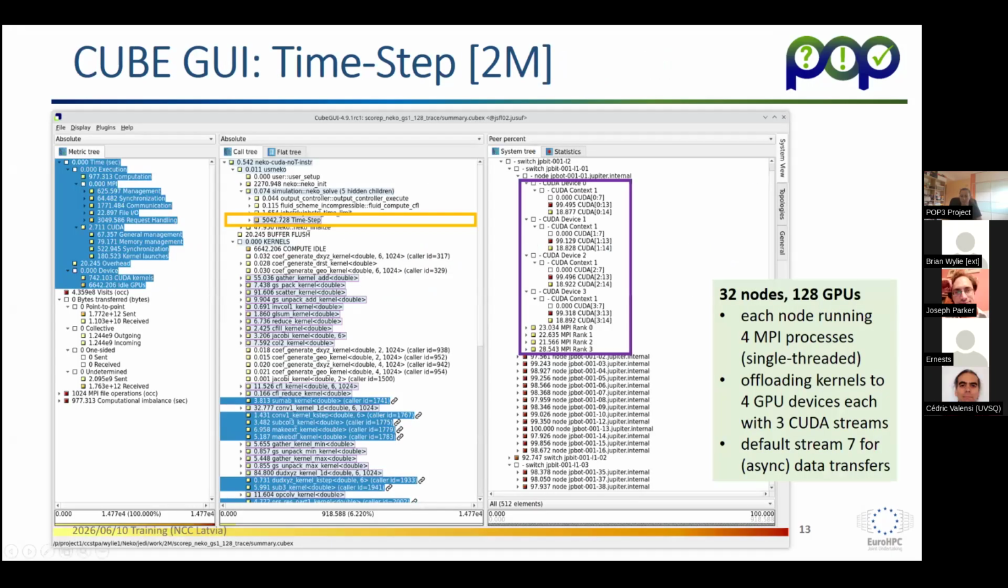So as I mentioned, we have this Cube display which presents metrics in three columns. There's a lot of detail here which I won't go into, but we have metrics on the left-hand side.